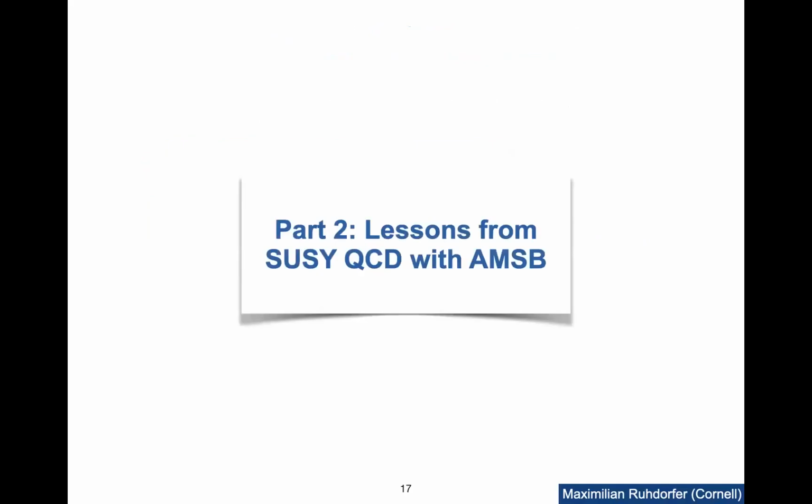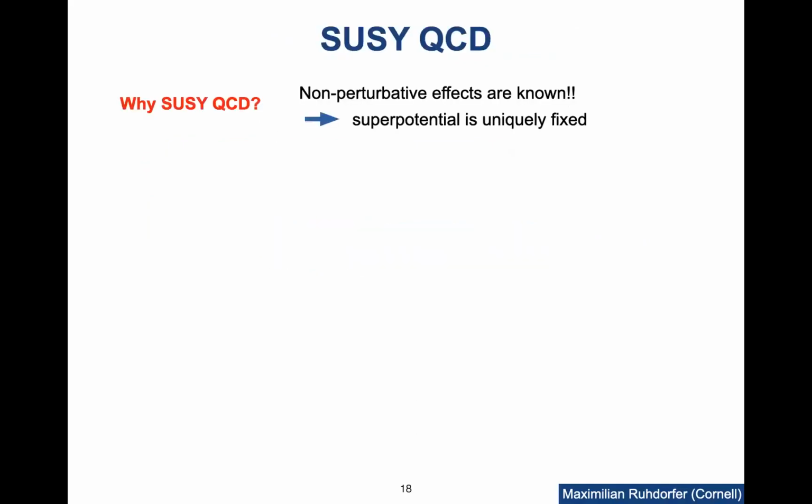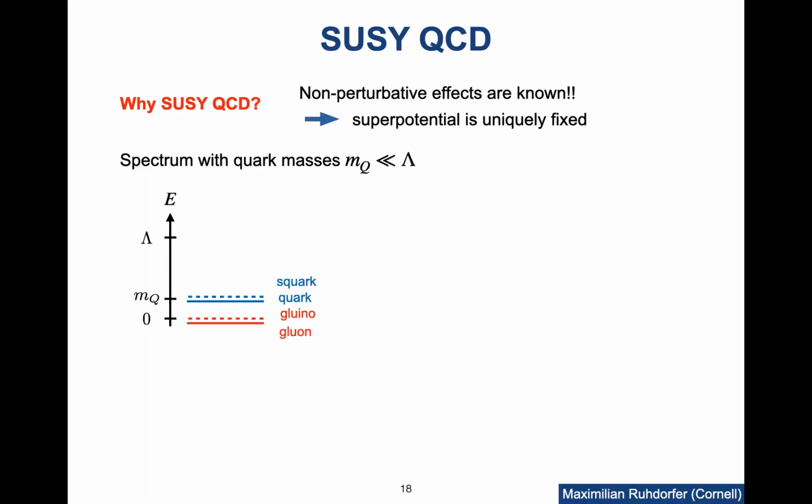Okay. All right, then let's start with supersymmetry. So why did we look at supersymmetric QCD? In supersymmetric QCD, you know the nonperturbative effects because you can really fix the superpotential uniquely. So you know what enters here. And the setup that we have in mind is that we look at supersymmetric QCD with F flavors of quark superfields, and we give them a supersymmetric mass M_Q, which is much smaller than the strong coupling scale Lambda.